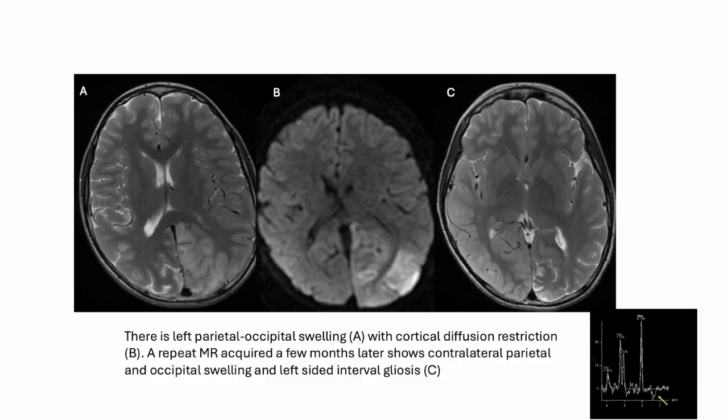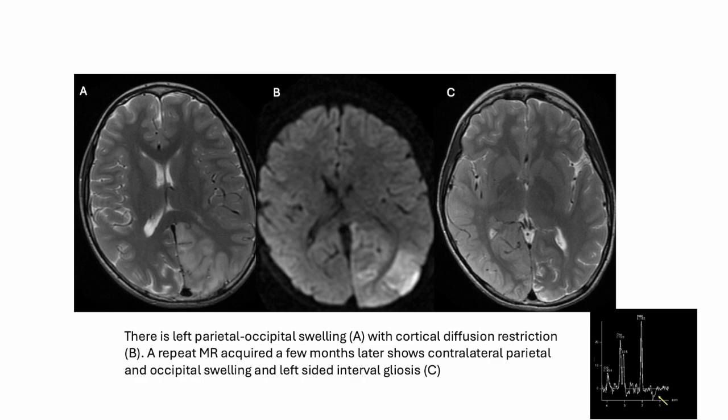Moving on to our next case, this is a 13-year-old who presented with some right-sided visual symptoms which were sort of non-specific and vague, and essentially the child had a presenting complaint of headache combined with eye symptoms, and they had an MR scan which revealed that there was left parietal occipital swelling with associated cortical diffusion restriction.